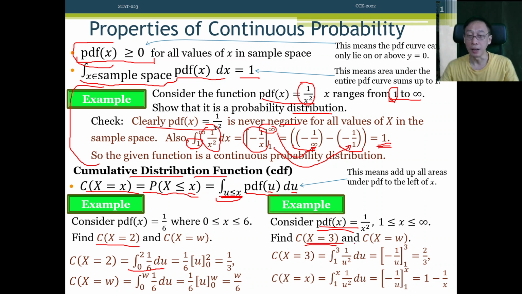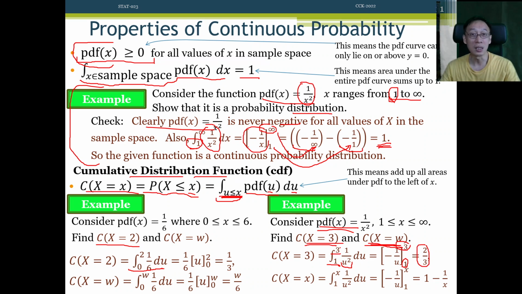Calculate the CDF of 3, and then hence calculate in general the CDF to any value w that we give. So what we do is we integrate from 1 to 3, because 3 is the stopping point that we were told. Then we integrate 1 over u squared. Remember, the form we have already checked is minus 1 over u, from 3 to 1. So we copy minus 1 over u, minus another copy of minus 1 over u, where 3 goes into wherever u occurs in the first copy, and 1 goes into u in the second copy. After simplification, you will get 2/3.